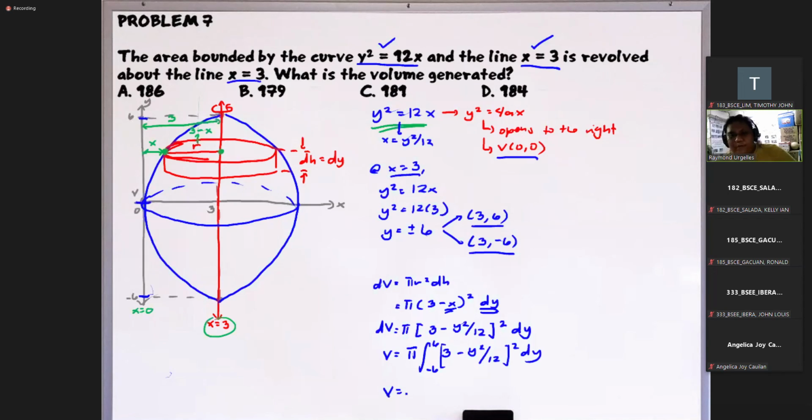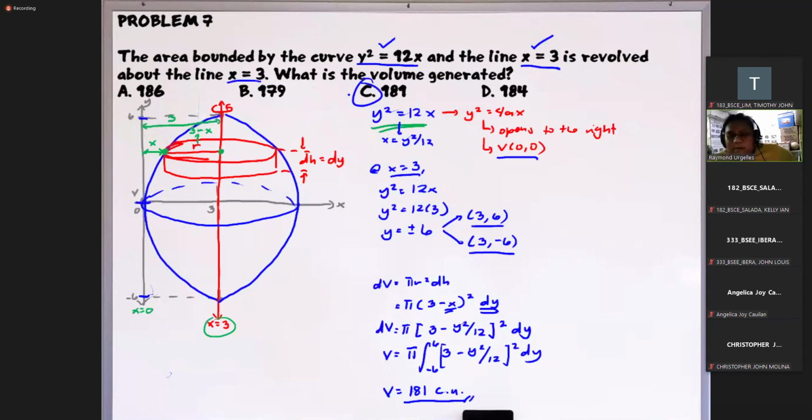So we have volume therefore is equal to pi, integral of 3 minus y squared over 12, quantity squared, from negative 6 to positive 6. Okay, so you will get this to be 181. So this will be in cubic units. So therefore the answer is letter C. Okay? So any questions para dito?